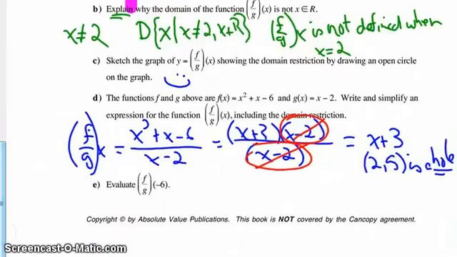What is the value of the function at -6? Well, clearly that's really easy to calculate. F over g at -6 is equal to -6 plus 3, which is equal to -3.